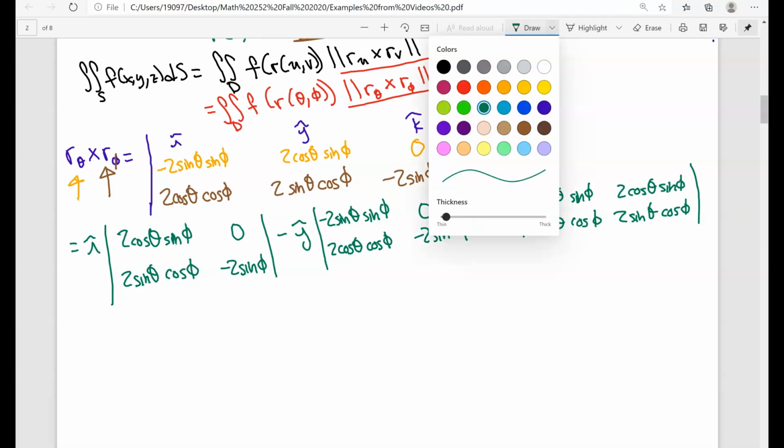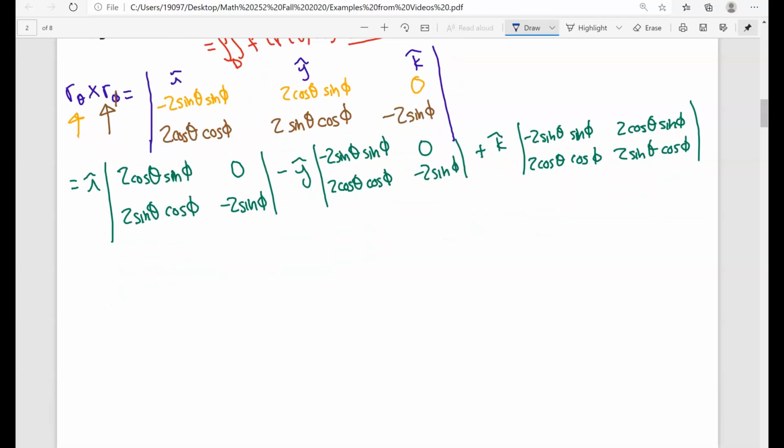So now let's go ahead and combine everything together. Combining everything, I'm going to get i hat. So I'm crossing this guy out. What I'm going to end up getting is negative 4 cosine theta sine squared phi, and then the next one's going to go to 0, minus j hat. Here we're going to cross this guy out, so it's going to be positive 4 sine theta sine squared phi, and then the other guy's going to go away.